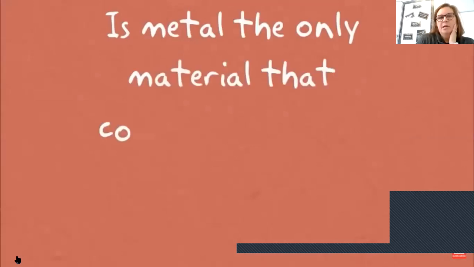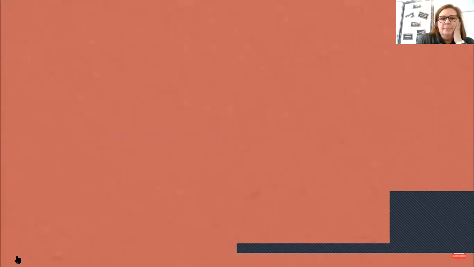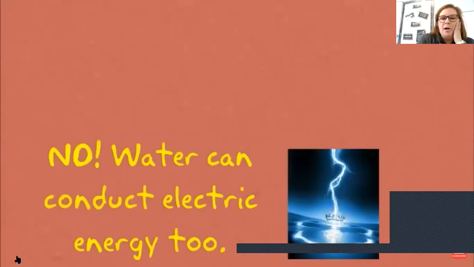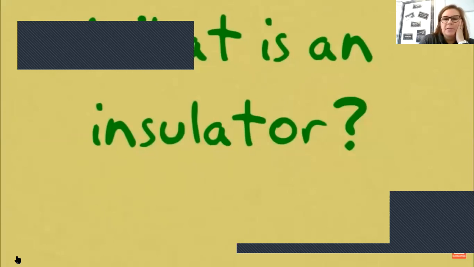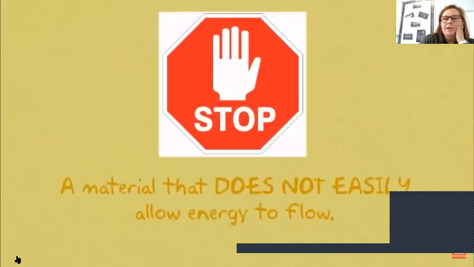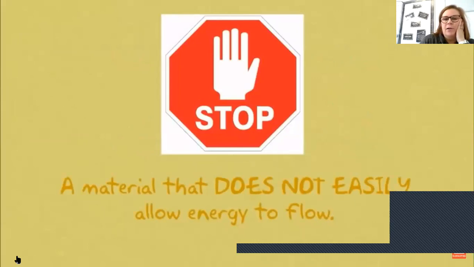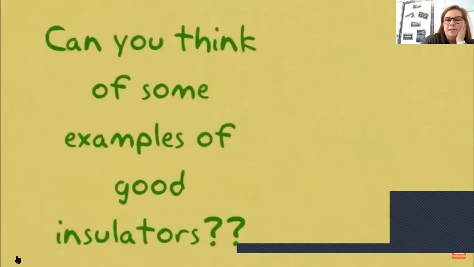Is metal the only material that can conduct energy? Nope, water can conduct electric energy too. All right, what is an insulator then? So we know that a conductor is something that allows the flow of the energy or the heat. So an insulator would do the opposite. A material that does not easily allow energy to flow. So what would be some good examples of an insulator? Think for just a second.